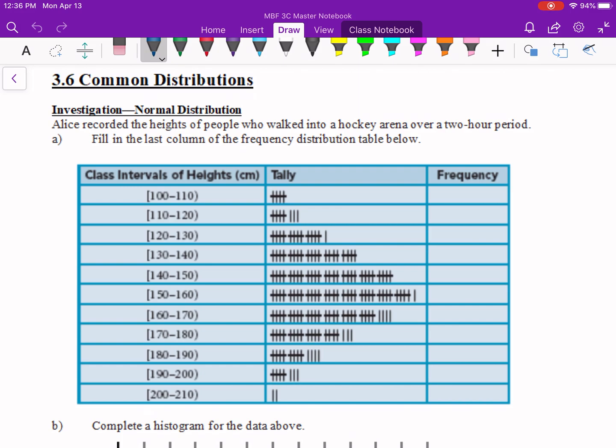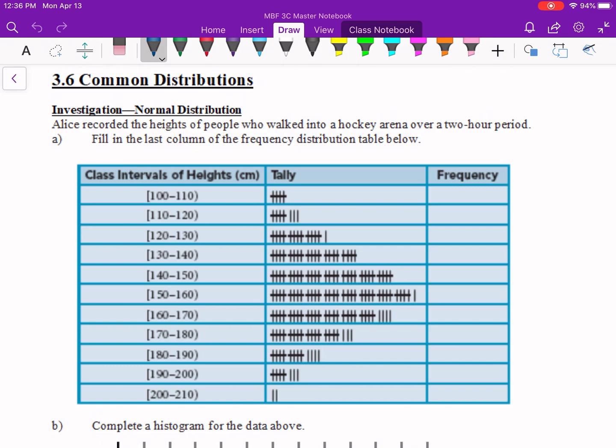So in the first example, Alice recorded the heights of people who walked into a hockey arena over a 2-hour period. She's standing at the door and asks them to measure them. They oblige. She gets this list of data, and she puts it in what's called a frequency table.